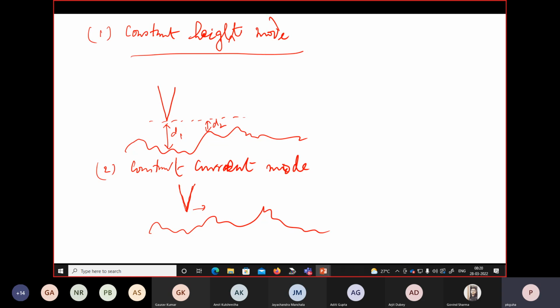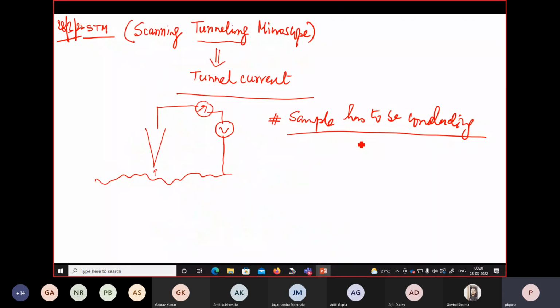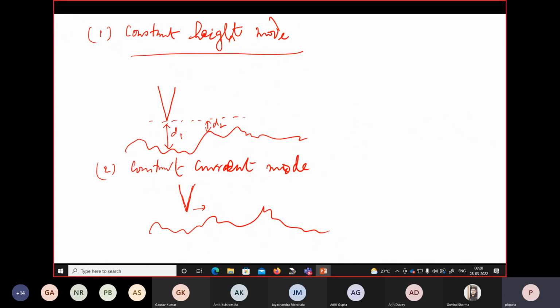Now, one of the drawbacks I mentioned in the last class is the sample has to be conducting. This is also what I have written here, sample has to be conducting. Now, many nanostructures or your sample might not be conducting, okay? You might have created some nanostructure using an insulating or very low conducting material. In that case, this technique is not very good. Then you can't use STM.